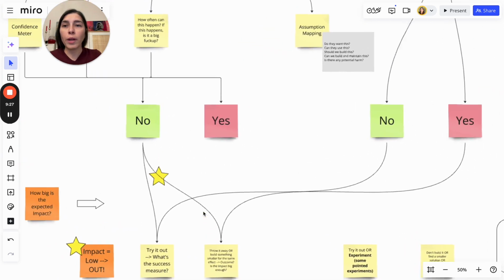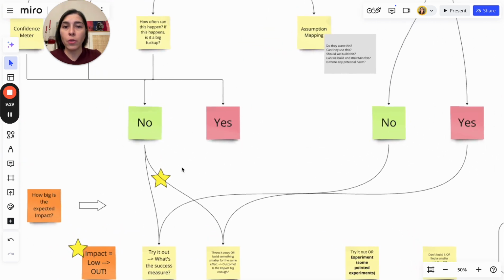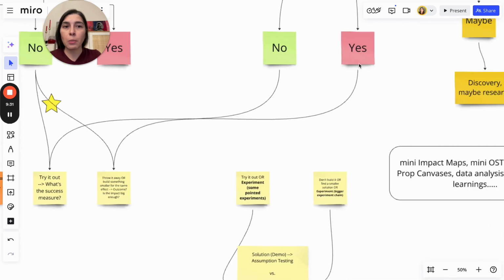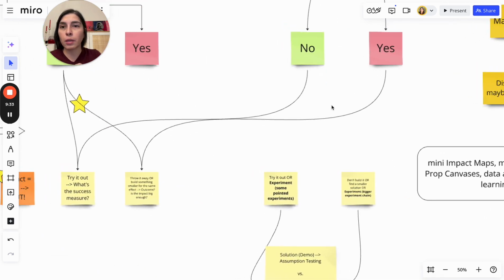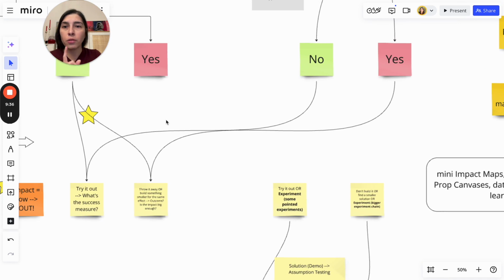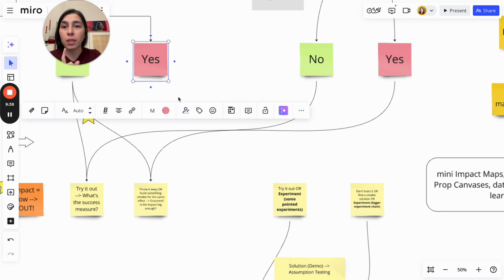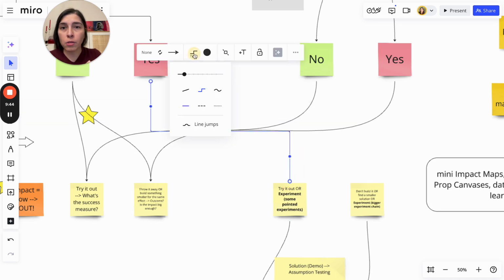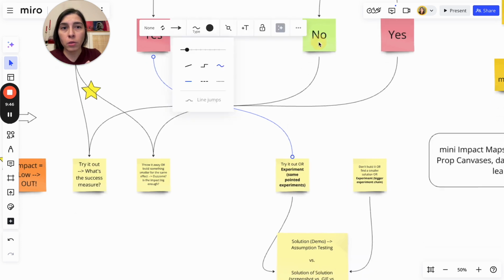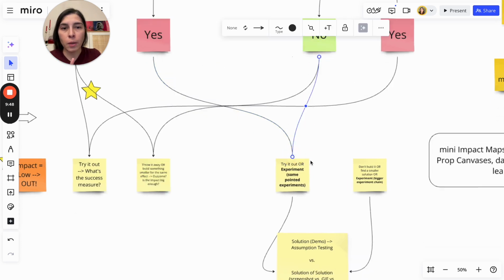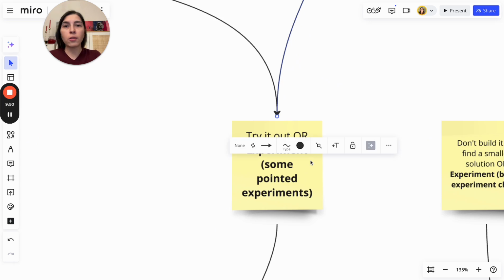Good. What if the answer is yes, it is pretty risky, but actually it's quite easy to build? Then your options, and the impact is high, expect impact, are that you either, again, just try it out because it's small to build.